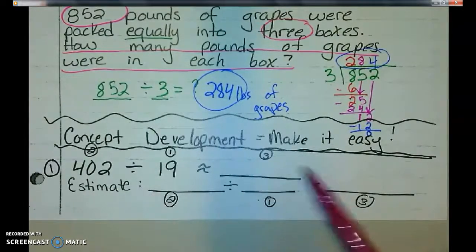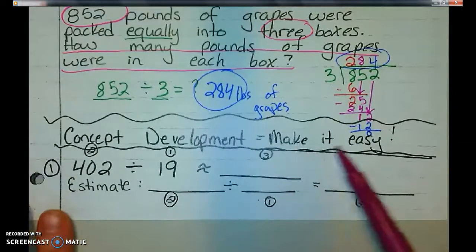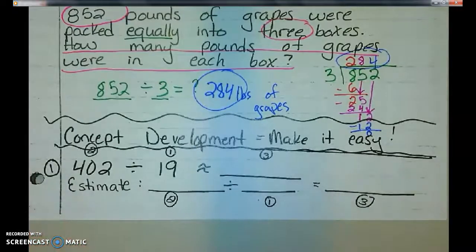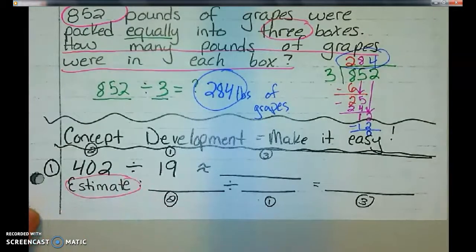Today we're going to be dividing, but I wanted to make it easy on you guys. I want to make this as easy as I possibly can. Okay, we're going to be dividing using estimation today. We're not going to be doing actual long division.